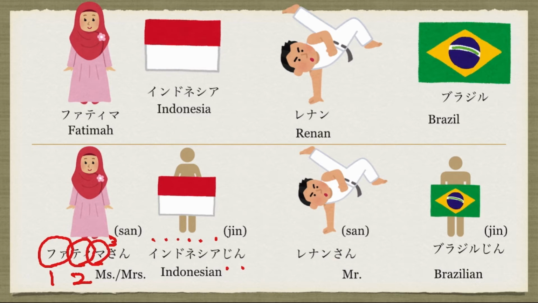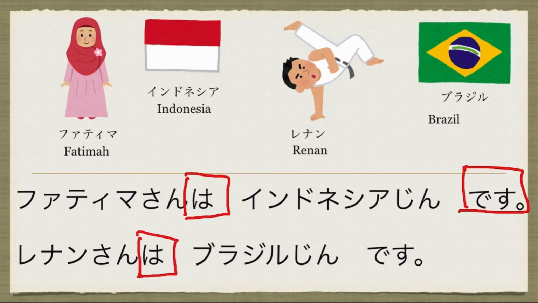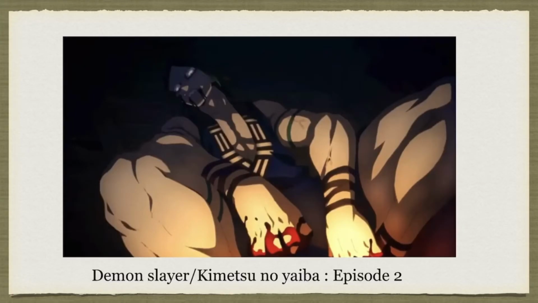In Japanese, we write ブラジル, four sounds. So, ブラジル人です。ファティマさんはインドネシア人です。We can use 何々は何々です。ファティマさんはインドネシア人です。レナンさんはブラジル人です。So let's watch.